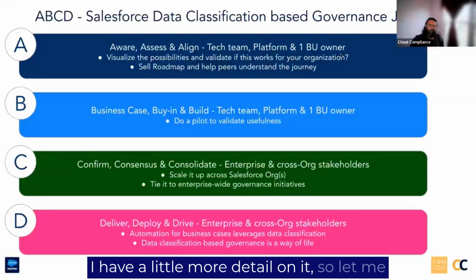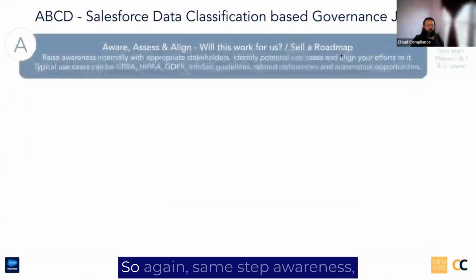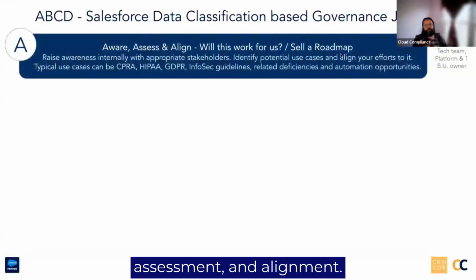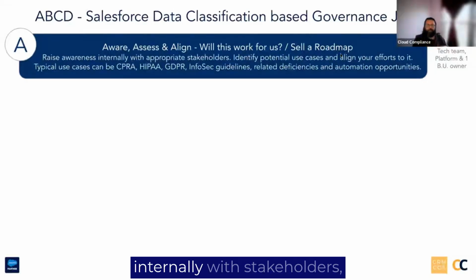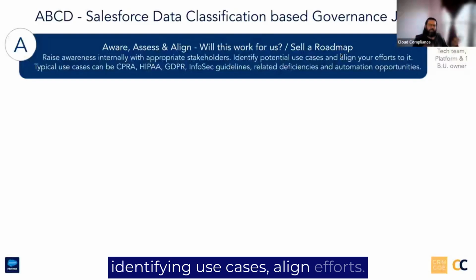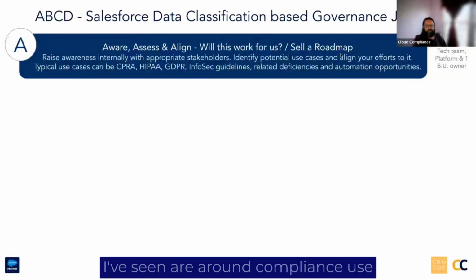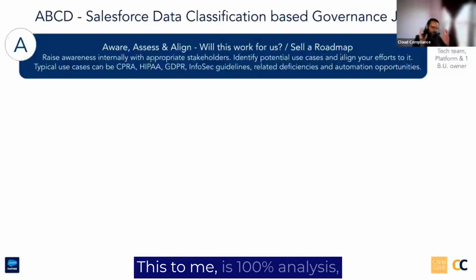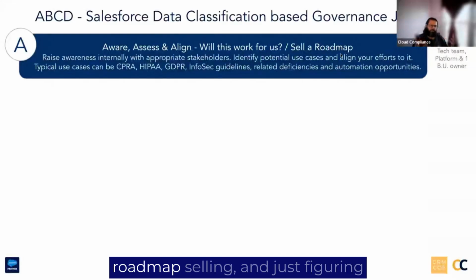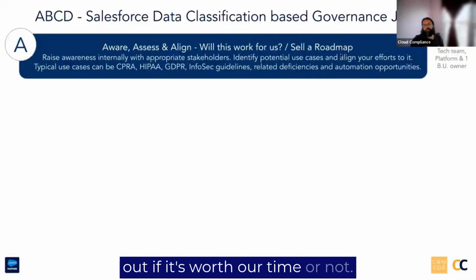I have a little more detail on it, so let me quickly walk you through that as well. So again, same step: awareness, assessment, and alignment. Our question was, will this work for us? You're kind of setting a roadmap. You're raising awareness internally with stakeholders, identifying use cases, aligning efforts. Very, very usual suspects in this that I've seen are around compliance use cases, around InfoSec guidelines, around industry standards that your company needs to adhere to. If you've had related deficiencies in those areas, if there is manual effort that would be served well from automation opportunities, that is where you want to build your case. This to me is 100% analysis, roadmap selling, and just figuring out if it's worth our time or not.